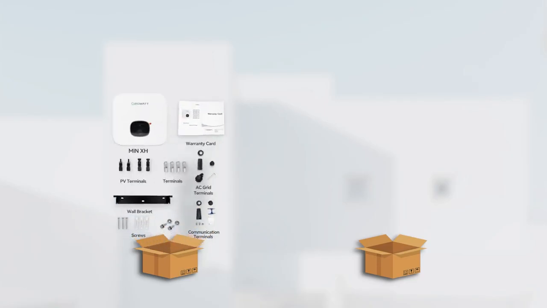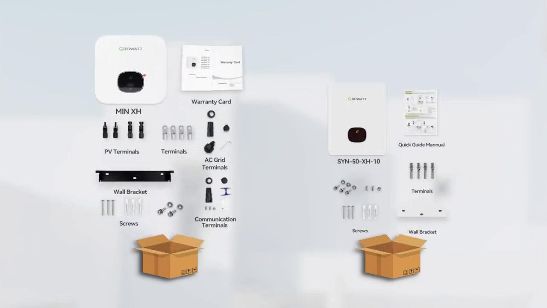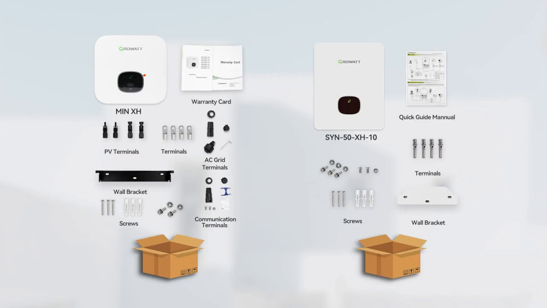Drill the holes and mount the bracket. Verify that the bracket is firmly attached to the mounting surface. Hang SYN50XH10 on the bracket. First, unpack the MIN-XH and SYN package and check for any damaged or missing parts. If any issues are identified, please contact the supplier.